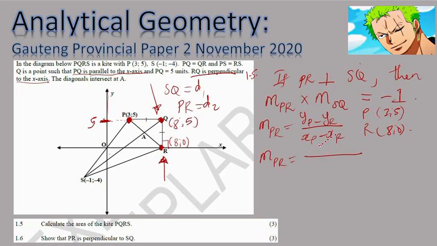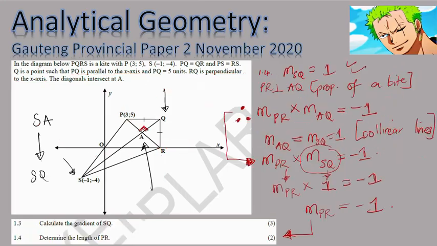y at P is 5 minus y at R is 0. x at P is how much? That is 3 minus x at R is 8. That gives me 5 over -5, and that is -1. This way. Did I find the gradient of PR? Oh yes, I did find the gradient of PR.